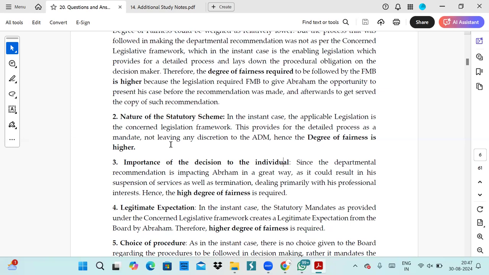So make a list of those things where you definitely know that the degree of fairness is higher. So if that is coming in the exam, you can surely write that it is higher. As and when you're going through different types of questions and answers in this particular file, make a list of those things wherever I have said, this is the reason why the degree of fairness is higher. It will be helpful in the exam.